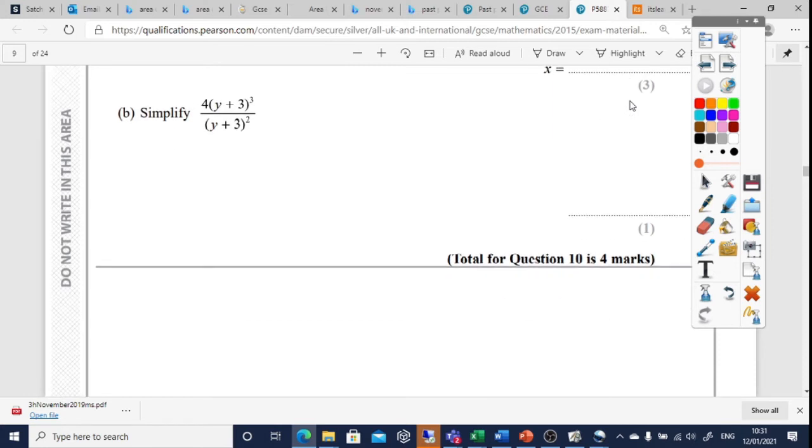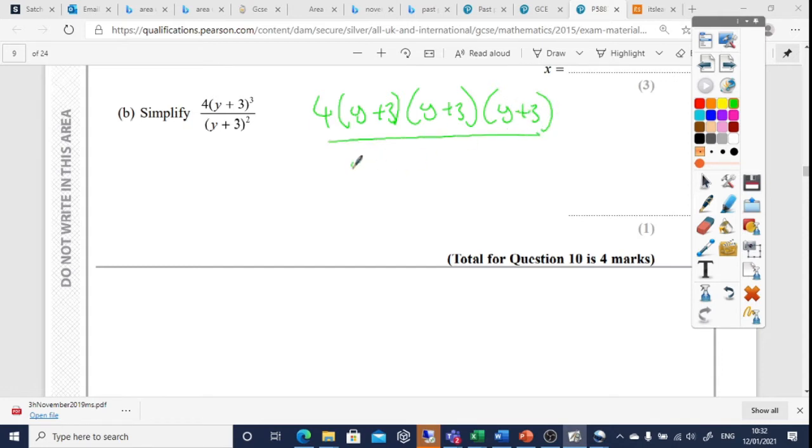Right, so I need to simplify 4 brackets y plus 3 cubed over y plus 3 squared. Now I'm going to write it out the long way. It's going to be 4 times y plus 3, so we're doing it 3 times because it's cubed. And my denominator is just y plus 3 squared. Now it's a bit easier to see what cancels out.